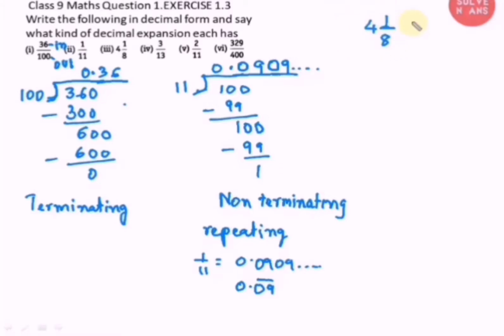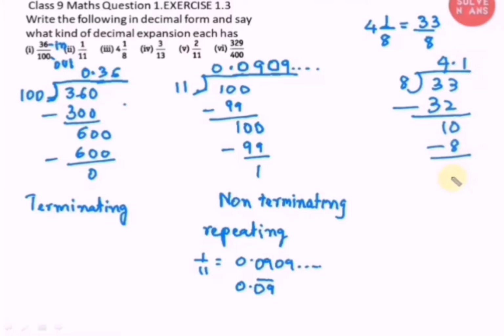So 4 1 by 8 is a mixed fraction converted to an improper fraction. 4 8s are 32 plus 1, 33 by 8, and then again this in and out. So this is in and this is out. 8 4s are 32. Okay, then 1 you got, put a point, make it 10, then 8 1s are 8, you get 2, make it 20, then 8 2s are 16, you get 4, you can make it 40, then 8 5s are 40, and then you get the remainder 0. So this means the division is being stopped, so this is terminating.